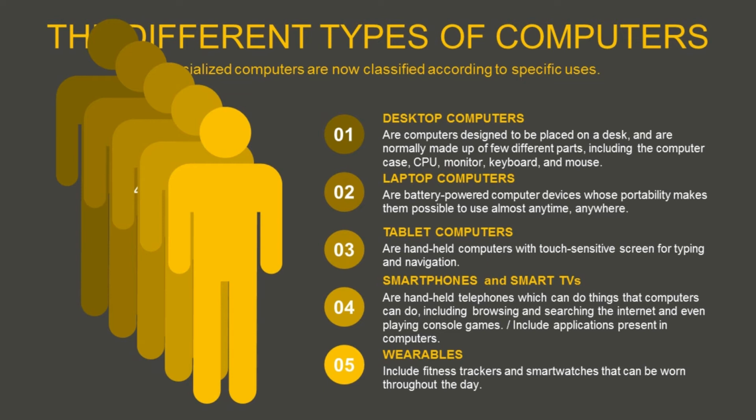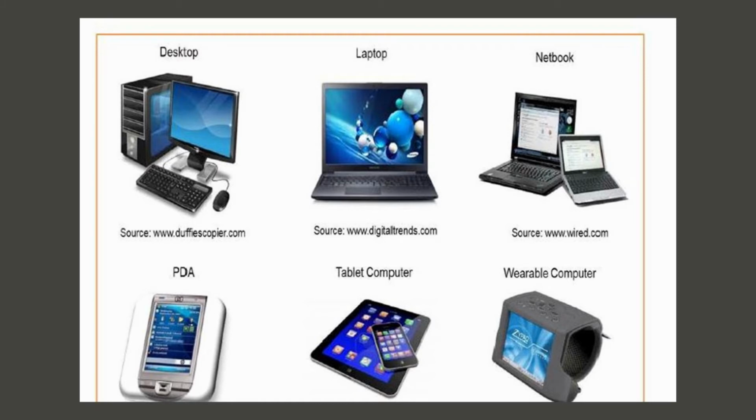So first one is the desktop computers. Desktop computers are computers designed to be placed on a desk and are normally made up of a few different parts, including the computer case, the central processing unit, or the CPU, monitor, keyboard, and mouse. So I think you're all familiar with desktop computers. So that is the desktop computer.